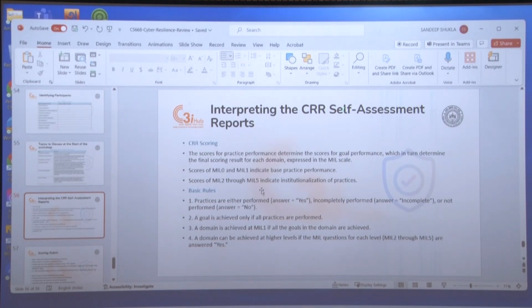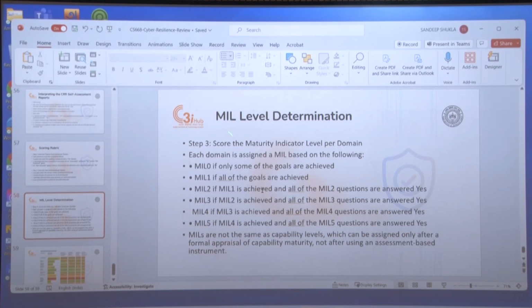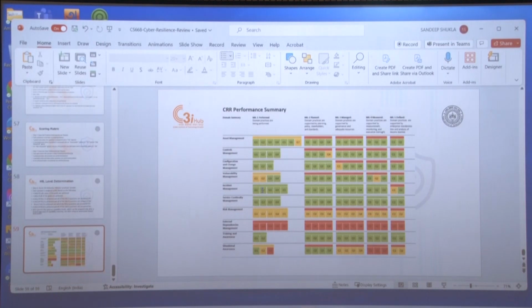So then we went through interpreting the self-assessment report. Some basic rules we already went through, and we already discussed that if you do not get all the goals... The report that I showed you is MIL zero, so some goals are achieved. MIL one is that all goals are achieved. We didn't get any in the report that I showed. There was not a single domain at MIL one, and unless you are in MIL one, you cannot be MIL two. MIL two requires additional questions and so on and so forth. So we discussed this, and this is how the performance summary looks like. We already looked at this. So that's it.